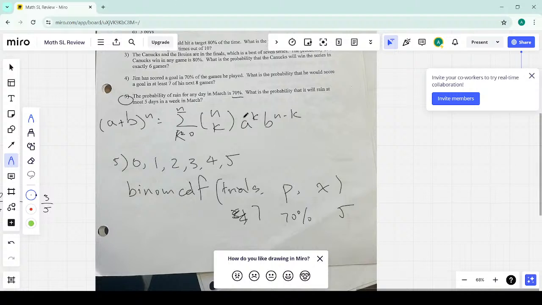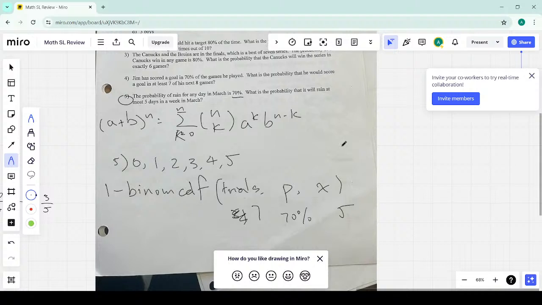So let's say the question was asking for the complement of at most 5 days in a week. The complement of the probability that it will rain at most 5 days in a week is that it will rain at least 6 days in a week. So that's 6 or 7. If you want to calculate 6 or 7, you can just take 1 minus this.